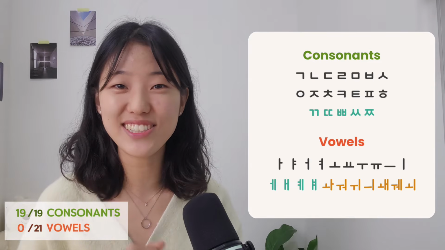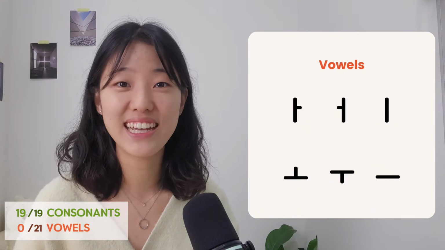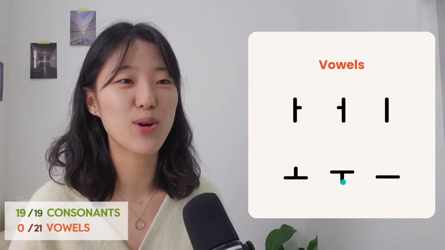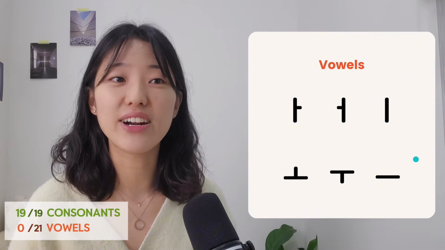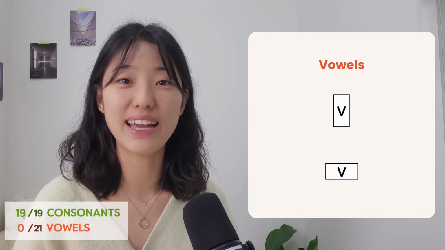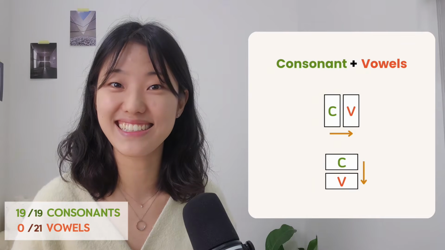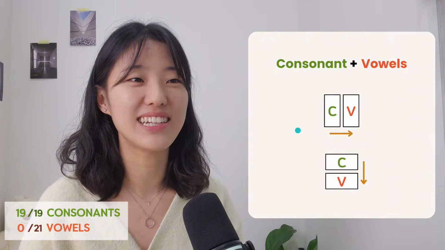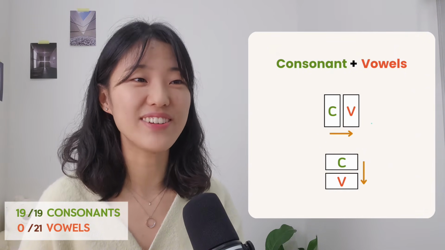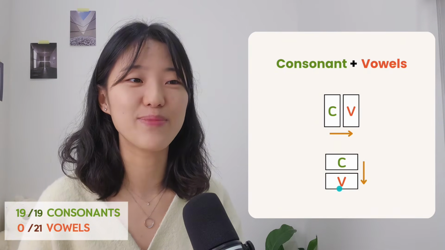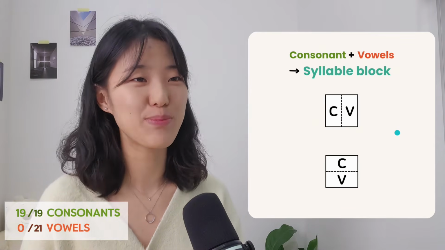Are you ready? Let's first start with the 6 simple vowels. Before that, look at their shape. Some are vertical and some are horizontal. These vowels can be combined with consonants. If the vowel is vertical, the consonant and the vowel are written left to right. If the vowel is horizontal, they are written from top to bottom, and they are combined together to form a syllable block.